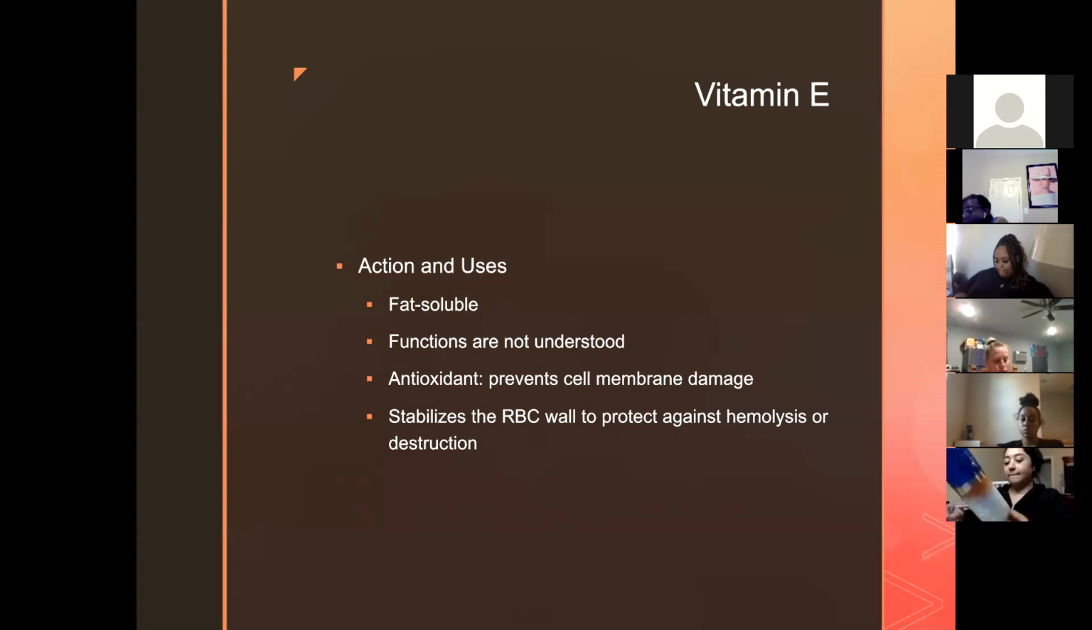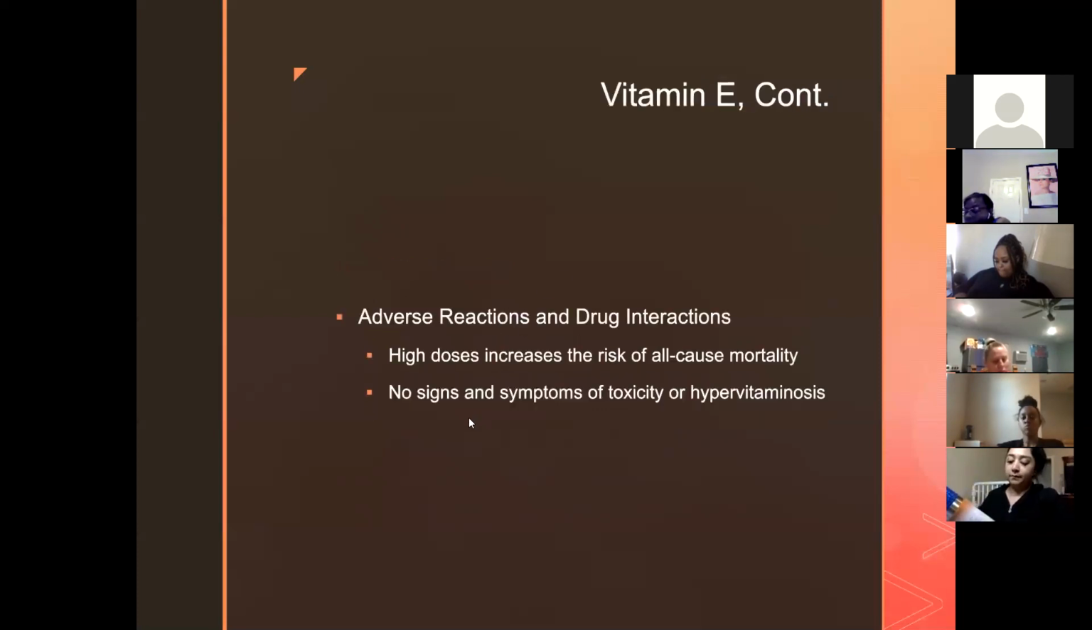All right. High doses will increase the risk of mortality. So we're not going to be taking vitamin E in high doses. All right. And that's all I got for vitamin E.